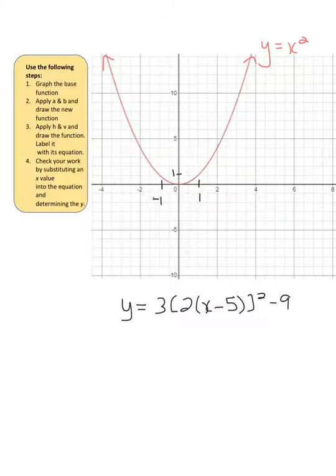So to graph from transformations, we follow the steps here on the side. Step 1, we graph the base function. So the base function is x squared, so this is graphed here. Just be careful of the scale here. On my horizontal axis, 2 boxes represents 1, and my vertical axis, 1 box represents 1. So just be careful with that.